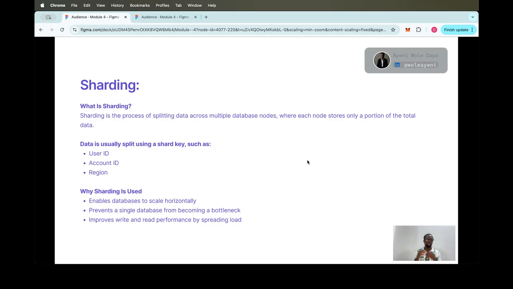Secondly, we'll be looking at sharding. What is sharding? Sharding is the process of splitting data across multiple data nodes, where each node stores only a portion of the total data. Why is sharding important? Sharding helps you ensure that your database can scale horizontally. It prevents a single database from becoming a bottleneck, and it also helps you improve reads and writes. As your company grows, your user base grows, your need for a larger database increases as well for efficient responses.